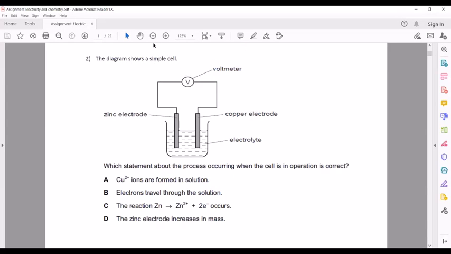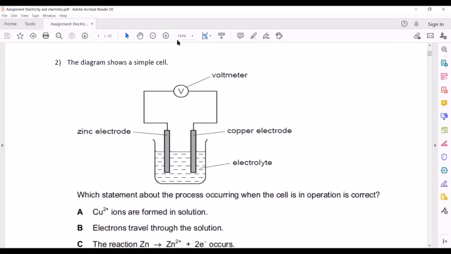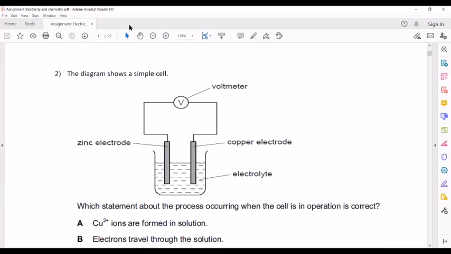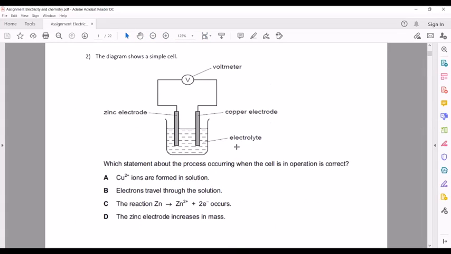The diagram shows a simple cell, or a voltaic cell, or a galvanic cell. It consists of a voltmeter, zinc electrode, copper electrode, and electrolyte. So what happened? The zinc atom will go inside the solution as a zinc ion. An electron will travel from the zinc surface to the copper surface.